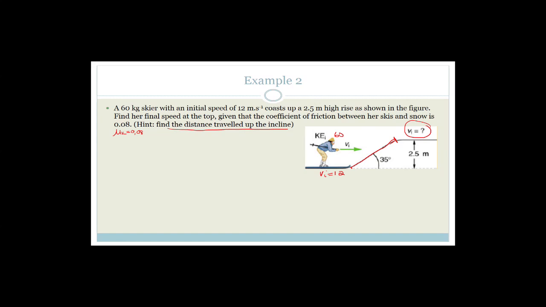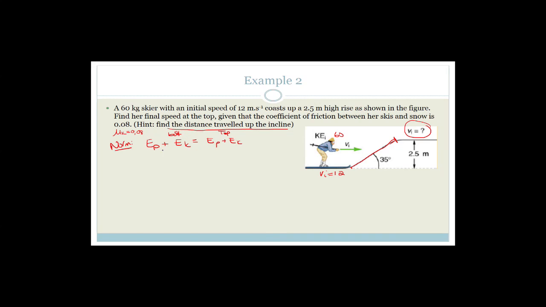Okay, so normally, do you agree that normally what we could say is that EP plus EK at the bottom has to equal EP plus EK at the top. So this is what we would normally say, normally, okay? But this time we have some friction.